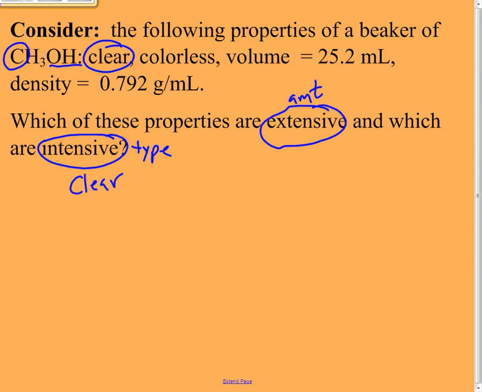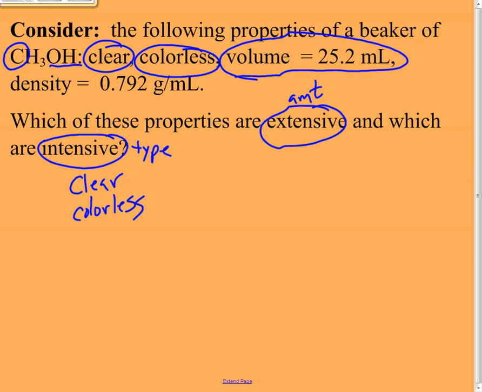Colorless. Once again, if I have 5 milliliters or 5,000 milliliters of methanol, will its color change? The answer is no. The color will stay the same regardless of how much. So it's not related to the amount, it's related to the type. So colorless is also an intensive property. Volume. Hey, if I have more methanol, will I have a greater volume? The answer is yes, absolutely. So volume is an extensive property. And then density.